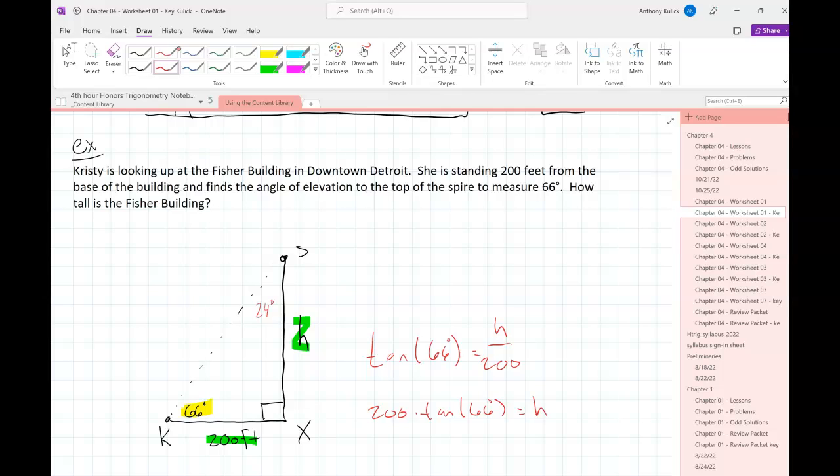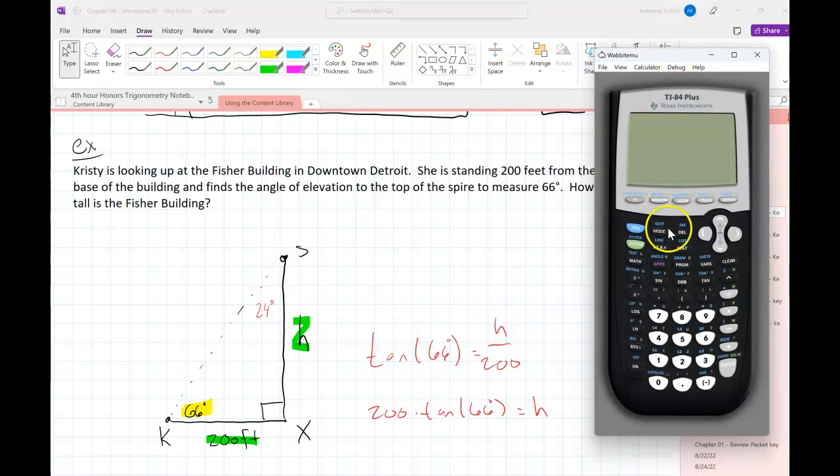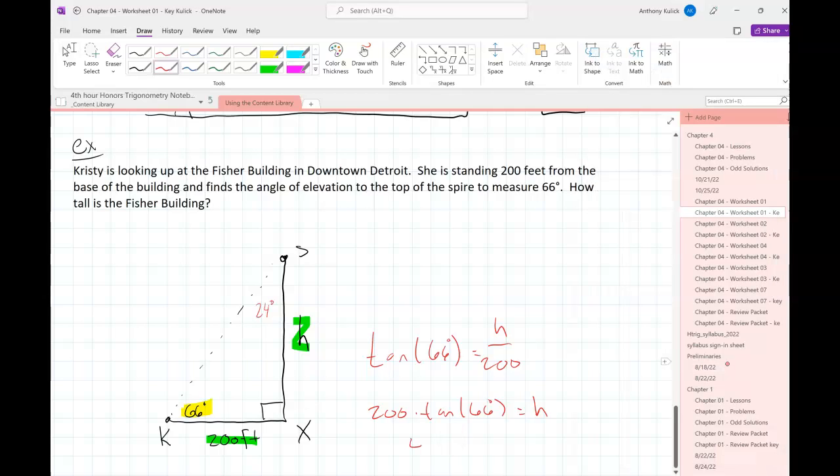What do we have to be mindful of with our calculator? What mode does this need to be in? Degrees. So 449.21. Okay.